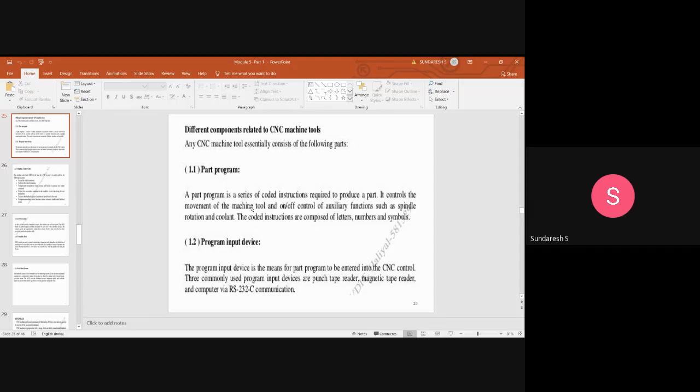Okay, so the program input device is the means for a part program to be entered into the CNC control. Three commonly used program input devices are the punch tape reader, the magnetic tape reader, and a computer via RS-232C communication. So this is how we input the set of instructions or codes to the system. This is what we call a program input device.